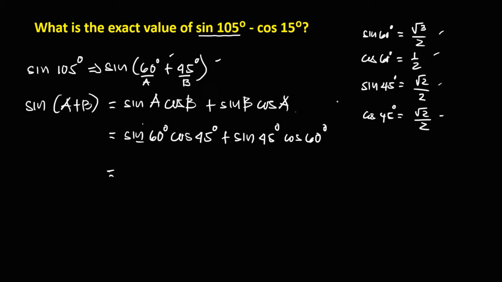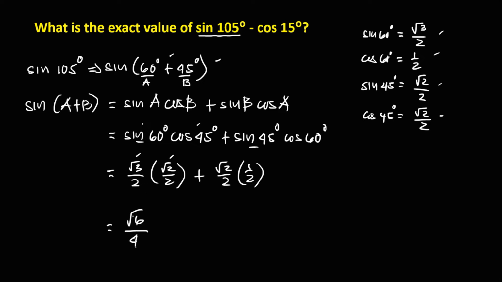So we have sine 60 degrees, that's square root of 3 over 2, times cosine 45 degrees, that's square root of 2 over 2. Then plus sine 45 degrees, that's square root of 2 over 2, times cosine 60 degrees, that's 1 over 2. Then simplify: square root of 3 times square root of 2, we just multiply these numbers inside the radicals. So we have square root of 6 over 4, that's 2 times 2. Then plus square root of 2 over 4.